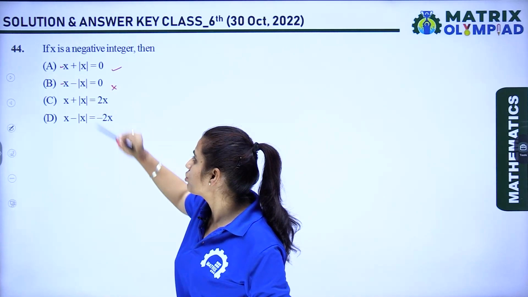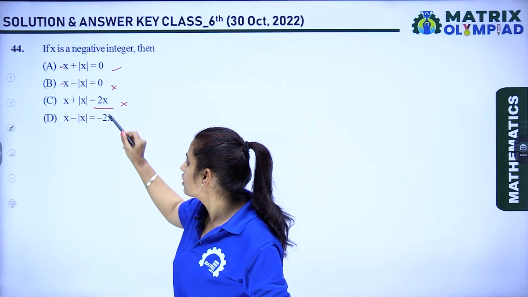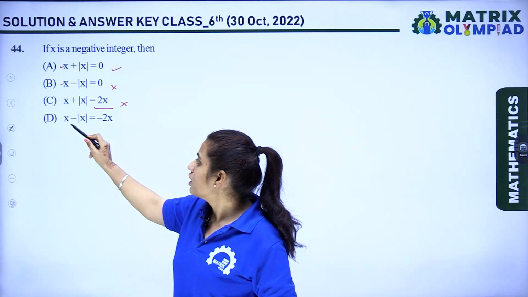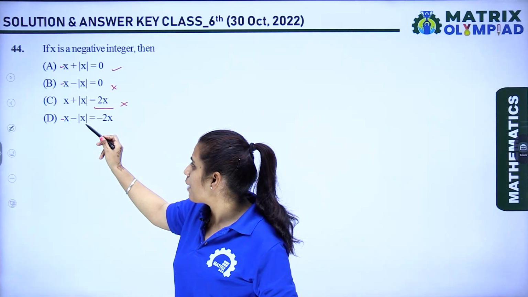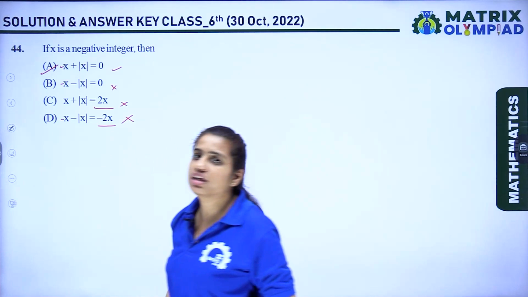Negative plus positive results in 2x. This equation is also not correct. And the last option is x, meaning a negative term minus the absolute value of a negative, will give us negative 2x. So this equation is also not correct. So according to the options, we can say that option A is the correct option.